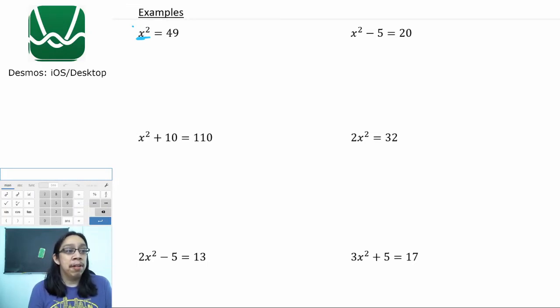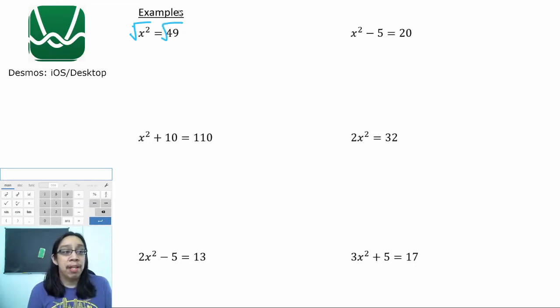So what we can do here is we can just take the square root. Now, if I take the square root of one side of my equation, you have to remember equality. It's an equation. What I do on one side, I have to do on the other. So if I take the square root on this side, I also have to take the square root on the other side of my equation.